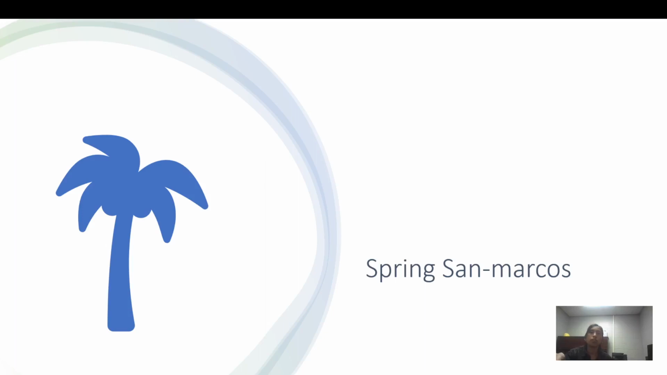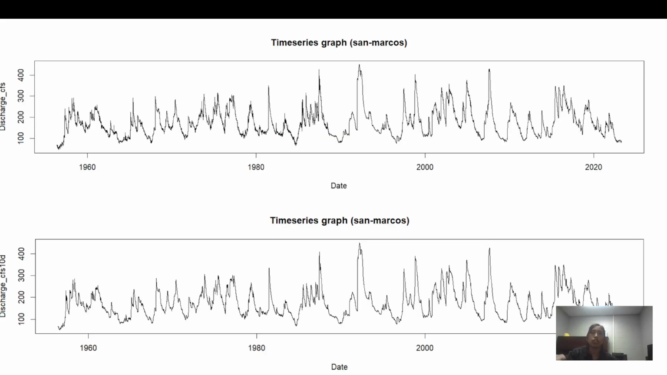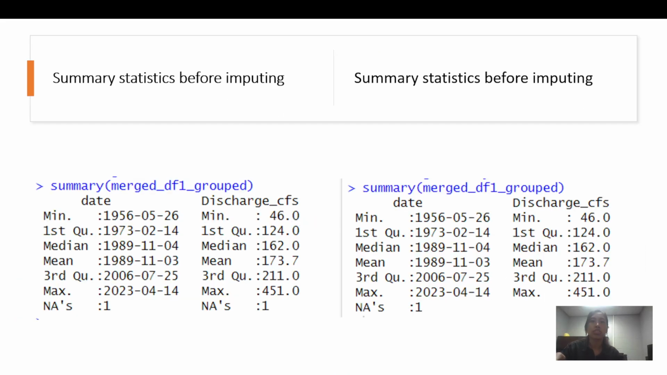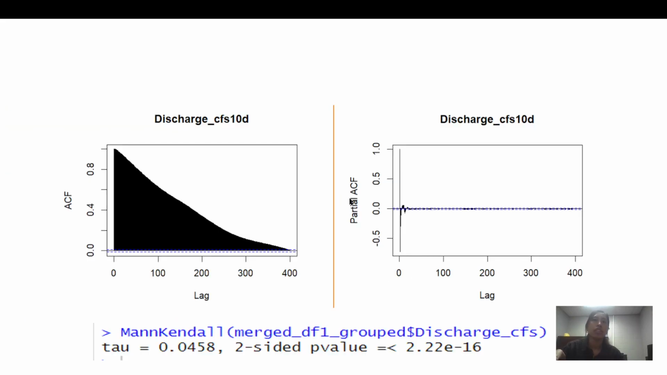Next is for San Marcos Springs. For San Marcos Springs also, we did a similar procedure: we filled these gaps, took out the index spaces, smoothed out the noise, and took out the summary, with the median and mean being considerable. Next, the additive decomposition of the time series is done, followed by taking out the ACF, PACF, and tau.